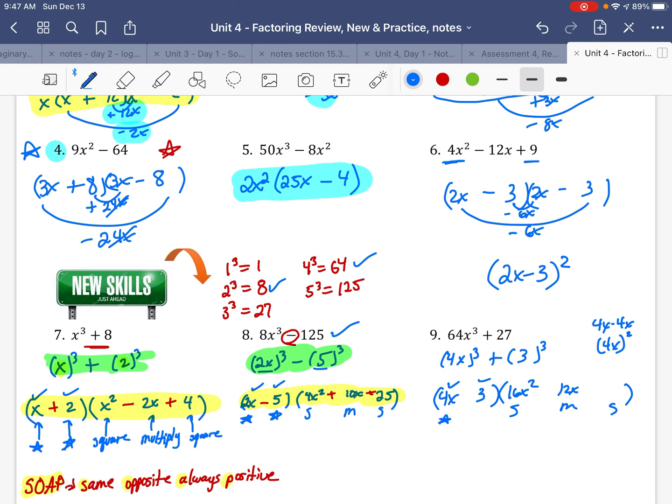And then for the last part, I have 3 squared. So I'm squaring the 4x, then I'm multiplying them together, then I'm squaring the 3. So that would be 9. Then I come through with my signs. I do same, so it was a plus, so I put a plus. Opposite, always positive. Okay? All right.